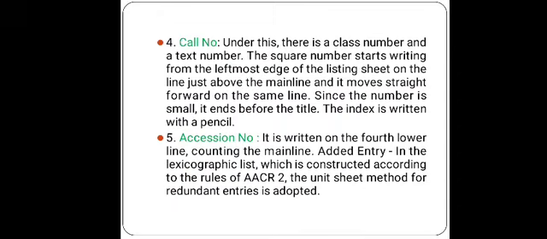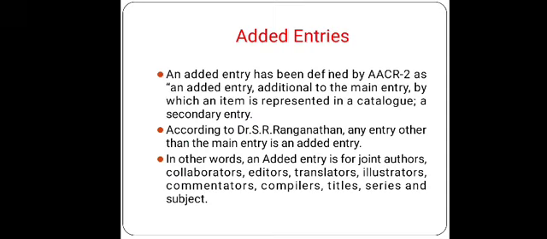Added entry in the dictionary catalog is constructed according to the rules of AACR 2. The unit card method for additional entries is adopted. Added entries. Added entry has been defined by AACR 2 as an entry additional to the main entry by which an item is represented in a catalog, a secondary entry.